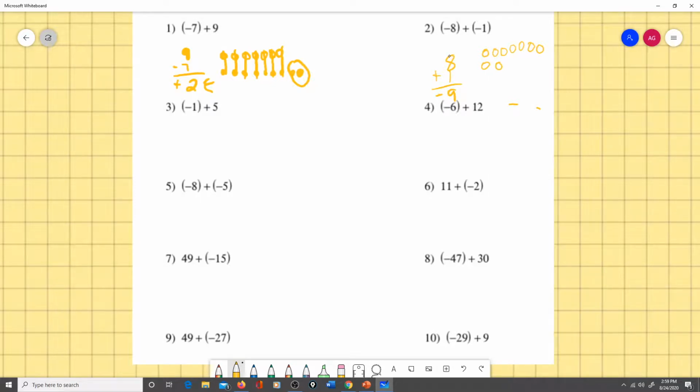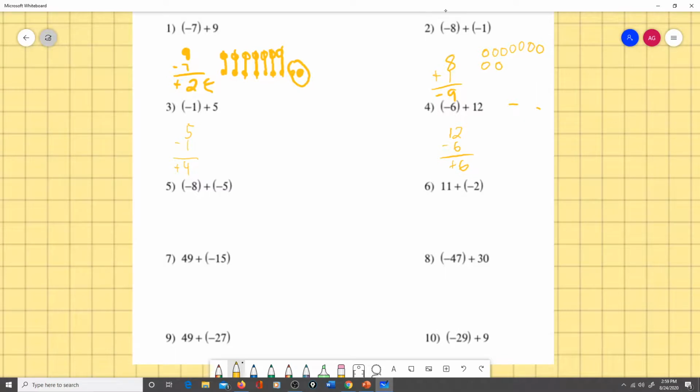Again, number 3 is the same as this rule. Okay, there are different signs. I'm going to subtract them. 5 minus 1 is 4. This is the bigger number, so this is going to be a positive 4. Let's practice that some more. 6 and 12. 12 is bigger. 12 minus 6 gives me 6. The 12 is the bigger number, positive 6.